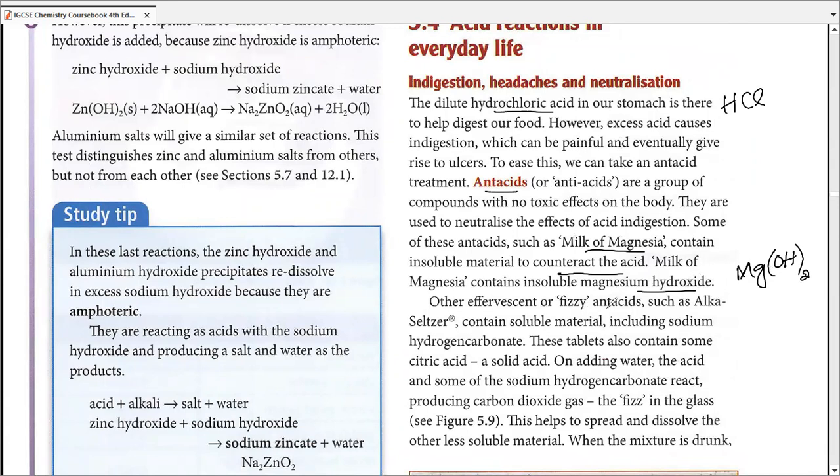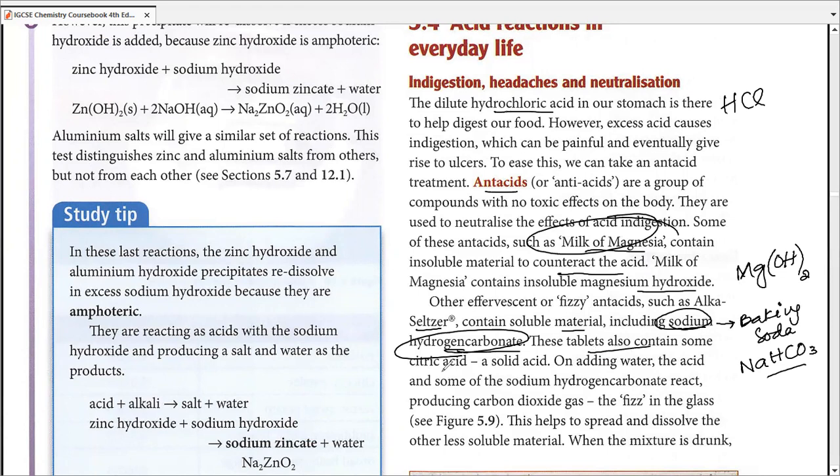Now, there are effervescent fizzy antacid tablets such as Alkalis, or there are many other names in the market. Different companies have different marketing names. They contain soluble material. They contain sodium hydrogen carbonate. Now, this is what we were previously calling baking soda, and the formula of it is NaHCO3. You remember on that list, we had 1, milk of magnesia, and 2, baking soda. So both of them have been given over here as a good solution.